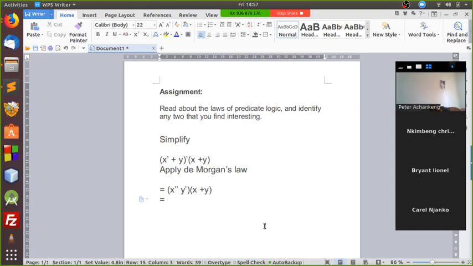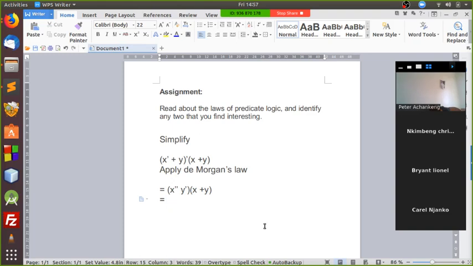y prime times y is 0. Because if y is true, this one is false. If this one is false, this is true. And if this one is true, this is false. If you multiply two opposite things, they always give you 0. For example, multiplication is AND. So this has to be true and this has to be true for it to have true here. So this will always give you 0. I'm just putting a dot there for multiplication.